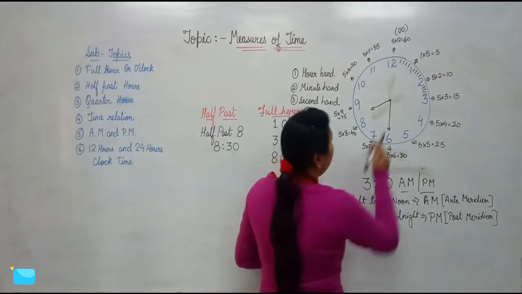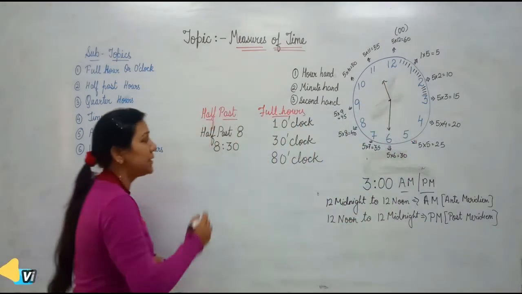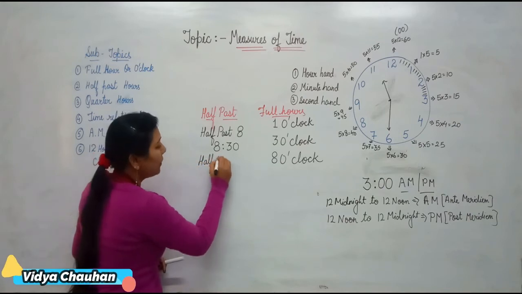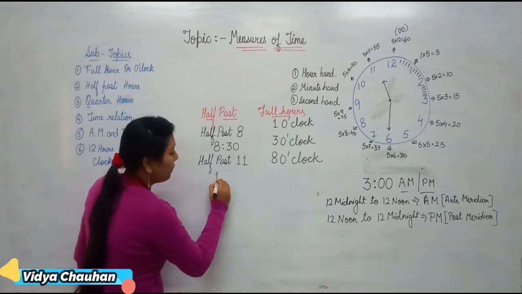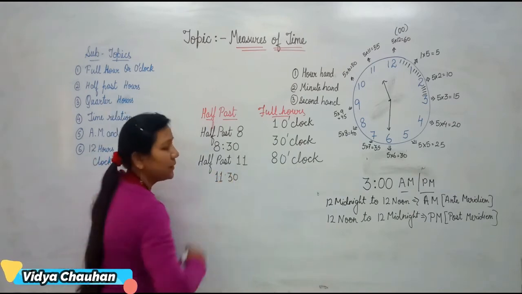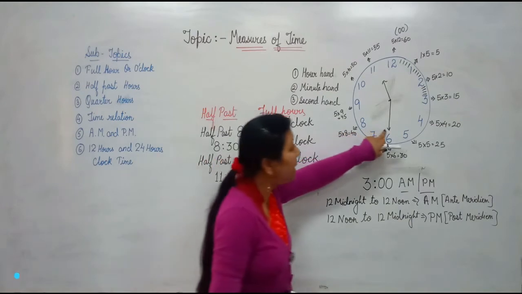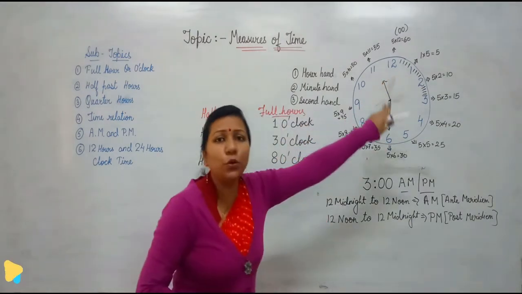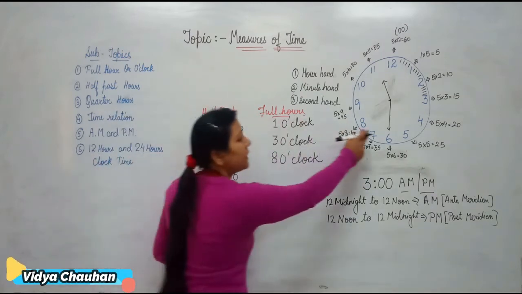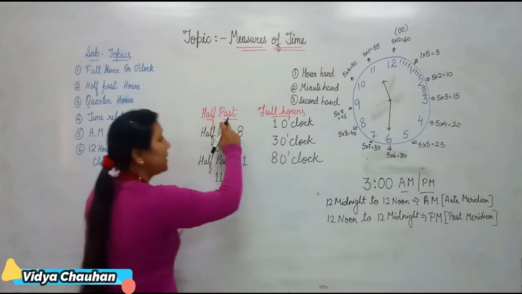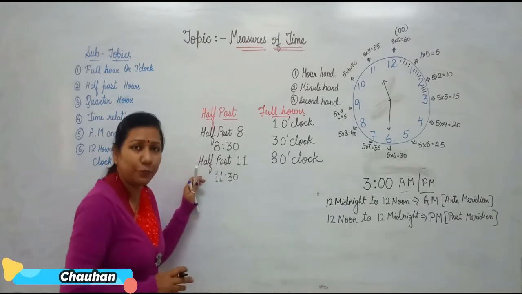Now similar to that, if our hand is between 11 and 12, what is this time? This time is half past 11, or you can write 11:30. Clear, students? So this is the concept of full hour, when the minute hand is at 12 and our hand is rotating at different values, then we call it the full hour clock. If the minute hand is at 6 and the hour hand is rotating between two values, then we call it half past time.